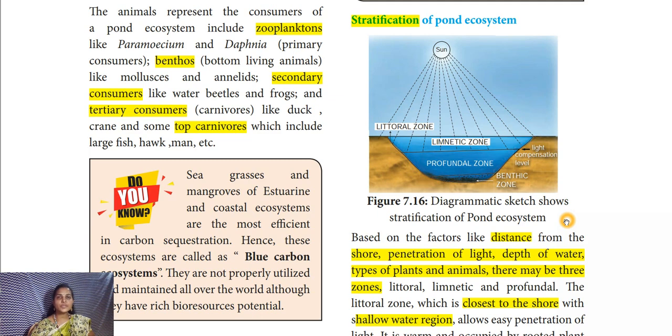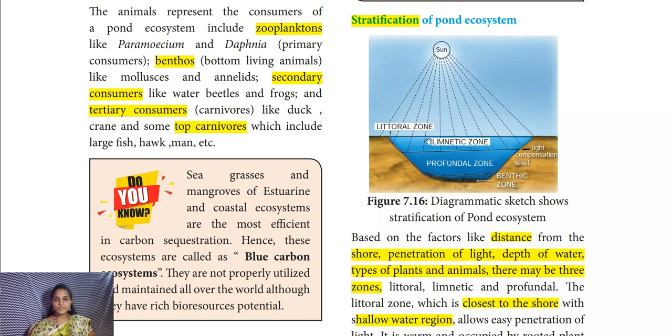Hello everyone, we will start the session on the stratification of the pond ecosystem. In the last session we discussed the biotic and abiotic factors of the pond ecosystem. Stratification is nothing but the zones, or layers, we can say. What is very important is the basis on which we have a stratification in this pond ecosystem. The main thing is sunlight penetration.